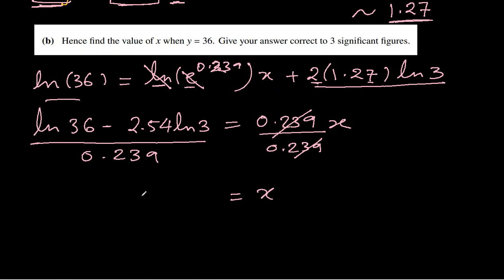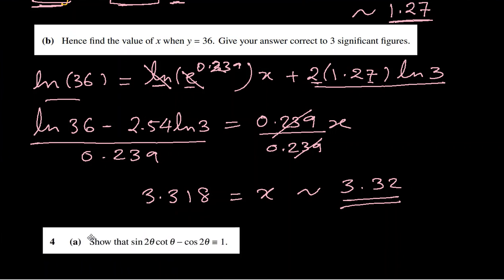So when I use my calculator, I got 3.318, but they said correct to 3 significant figures, so we can write 3.32. That is the value of x when y is 36.